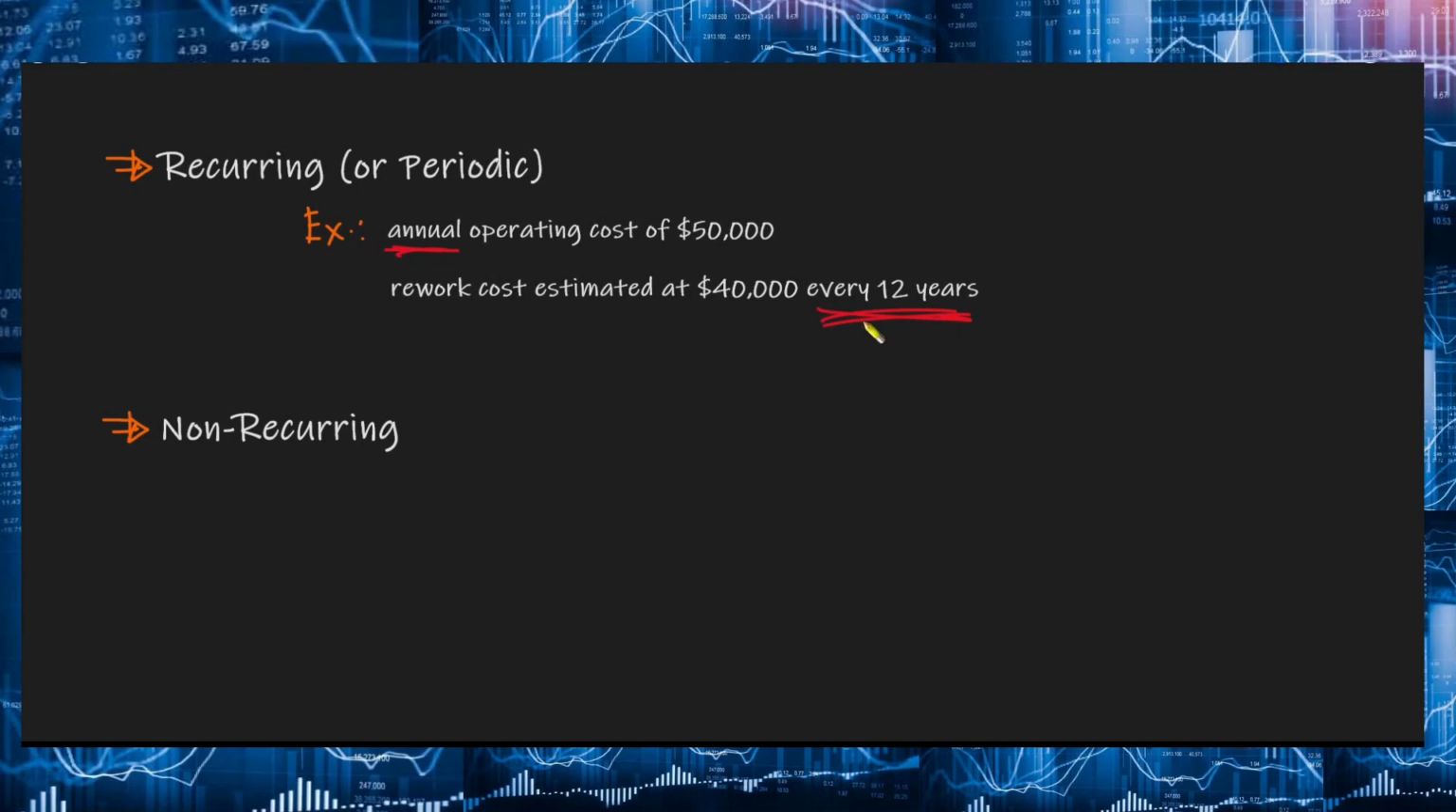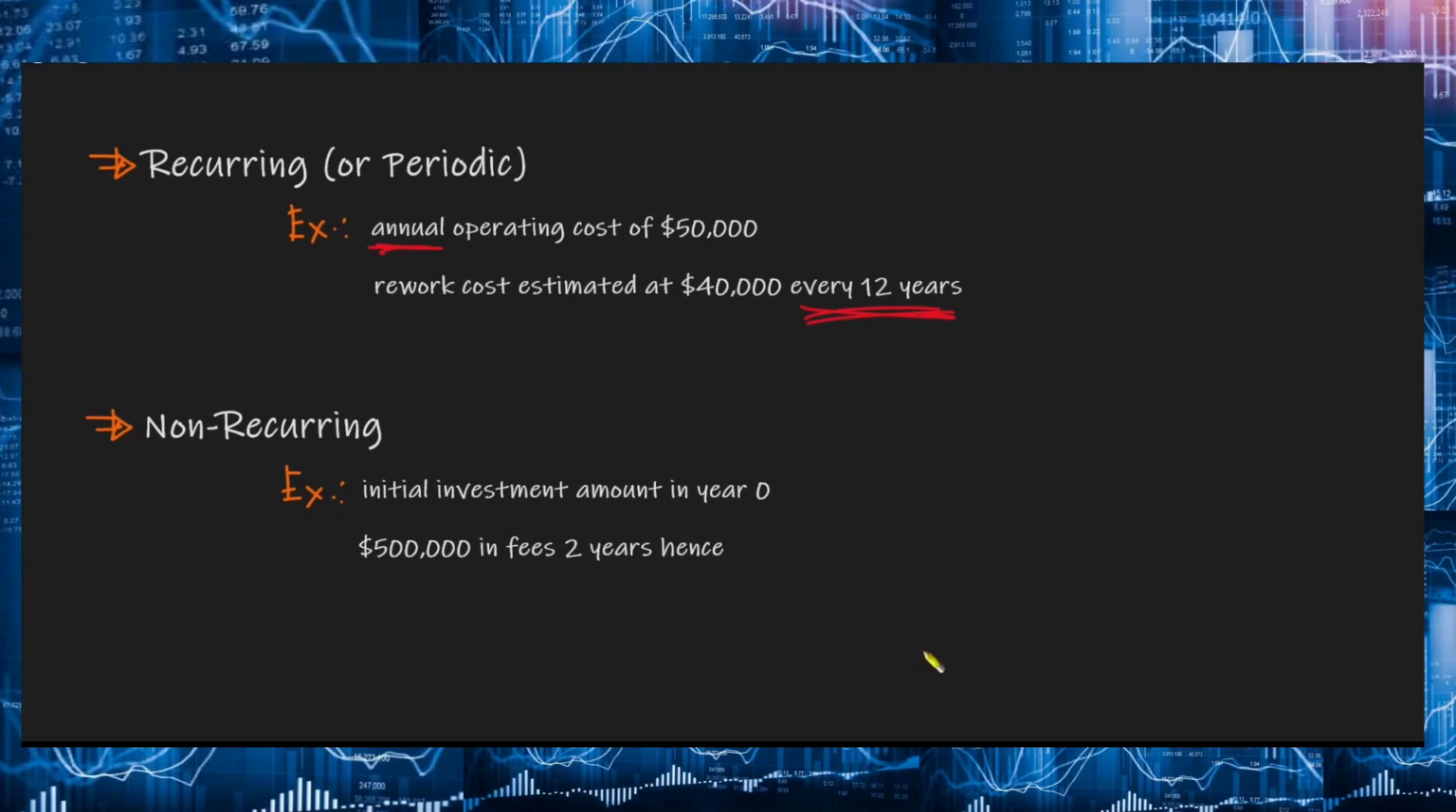Examples of non-recurring cash flows naman are the initial investment amount in year 0. So, iisa lang yun, one cost lang yun. And then, a one-time cash flow estimate at future times. So, for example, $500,000 in fees or in cost 2 years from now. Iisa lang yun, single amount or single cash flow lang siya. Hindi na siya umuulit. So, non-recurring siya.